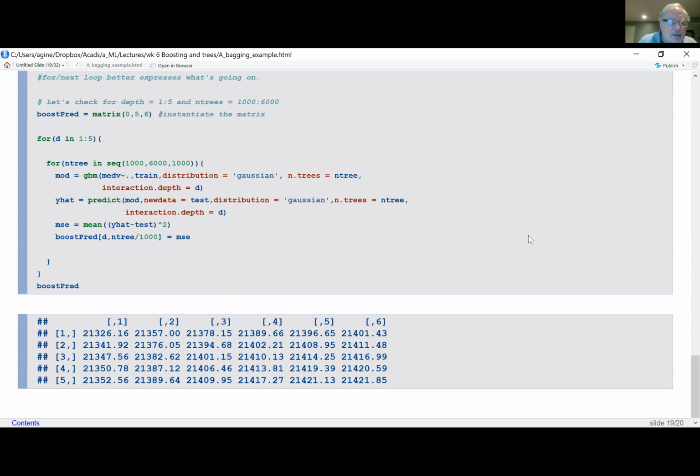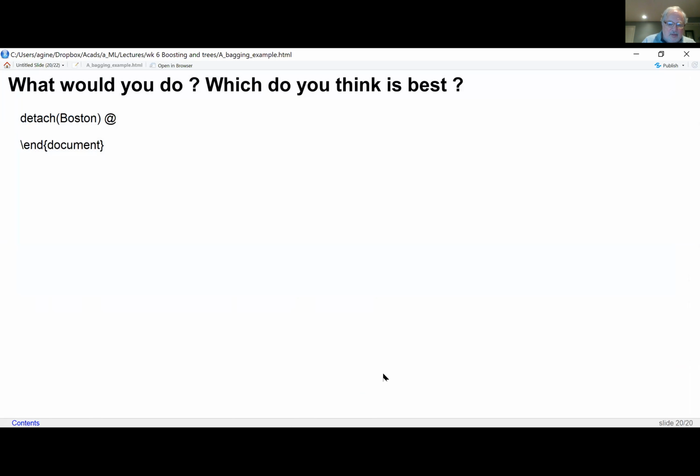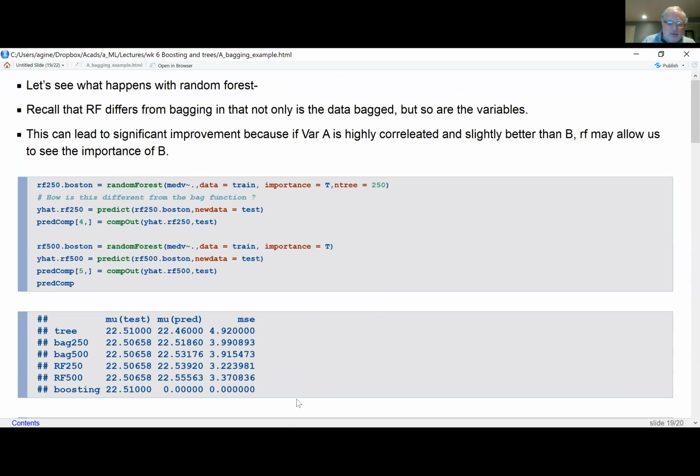Oh, I see what I did. When I wrote the code, I forgot to take the square root. So hold on a half a second. So, oops. These numbers are the squares of what you want.